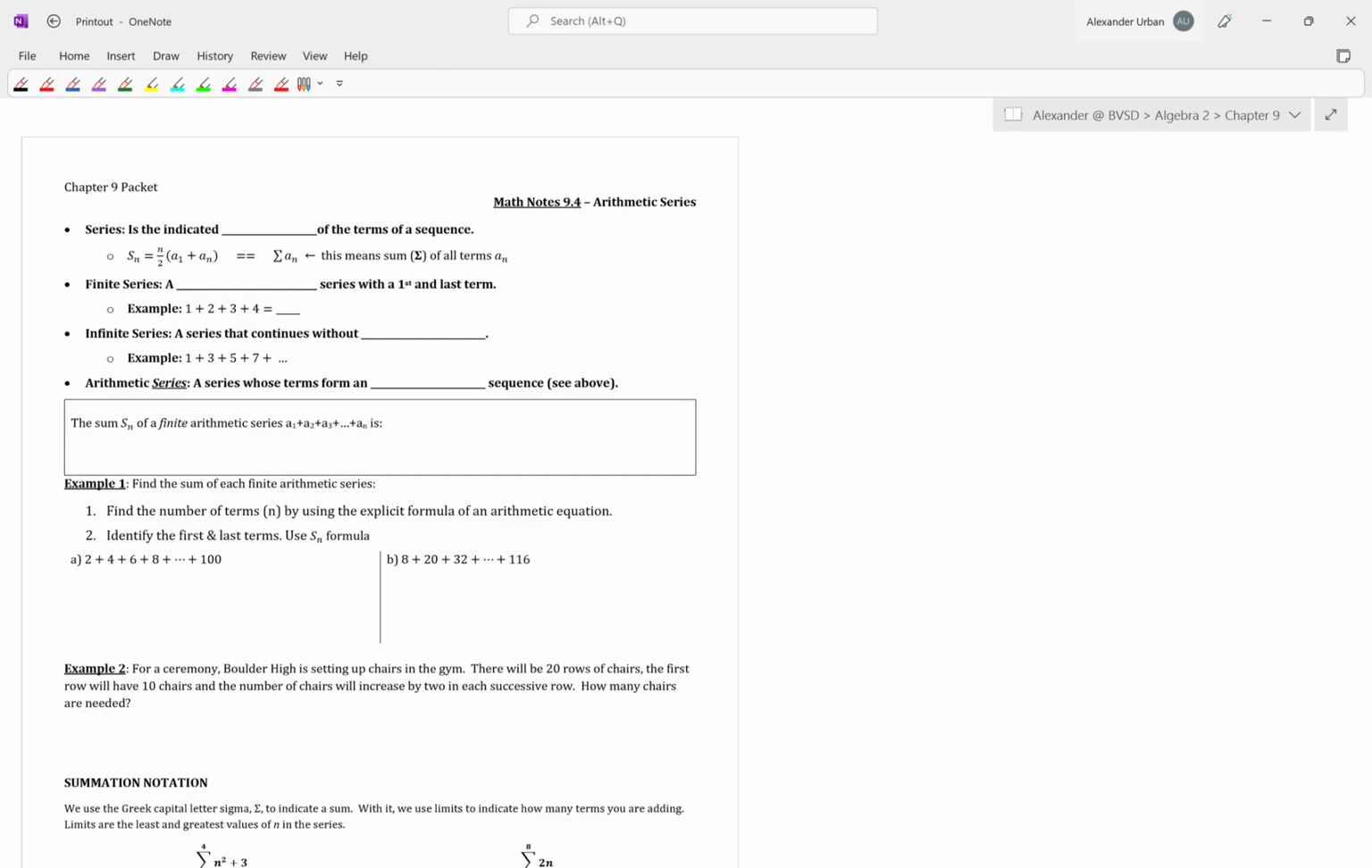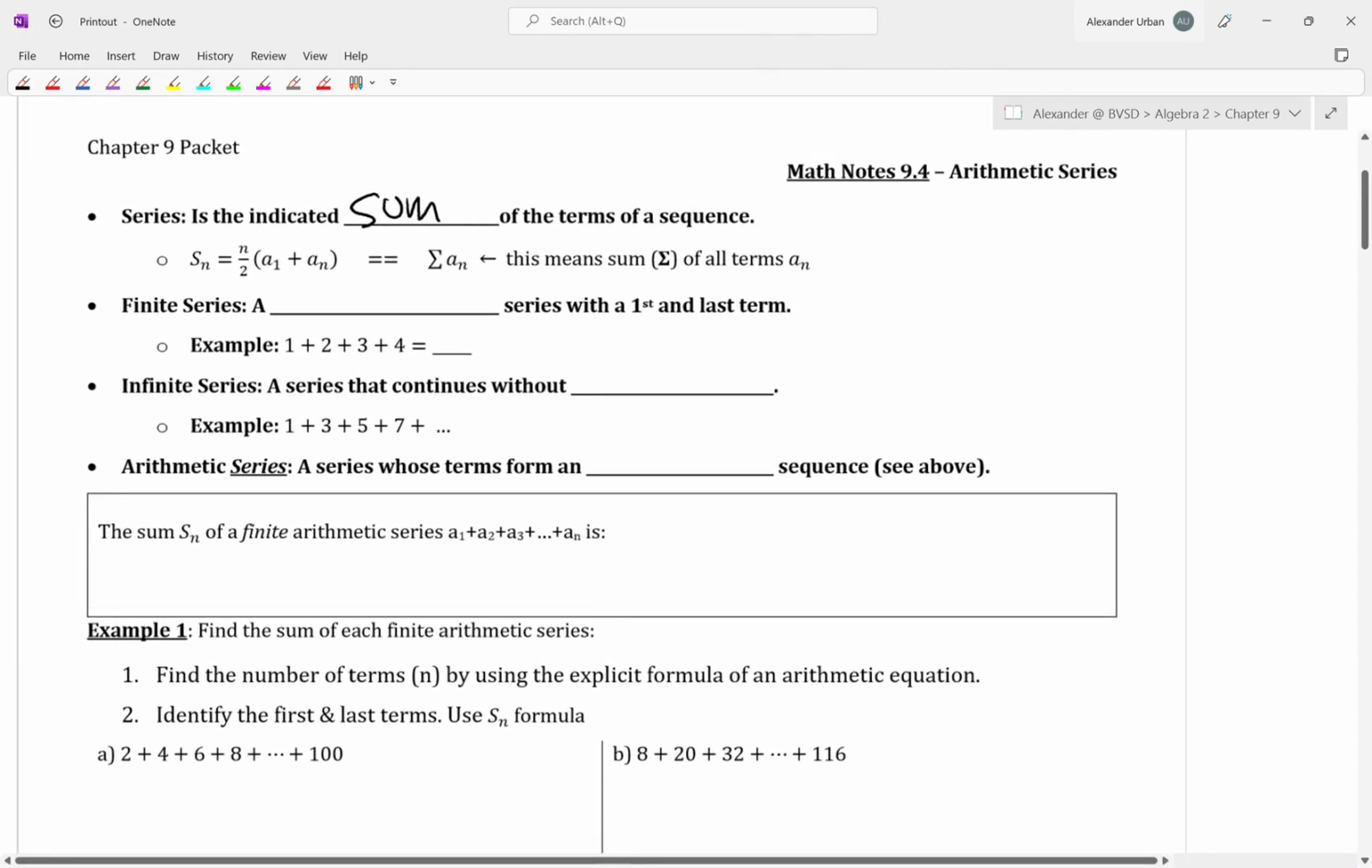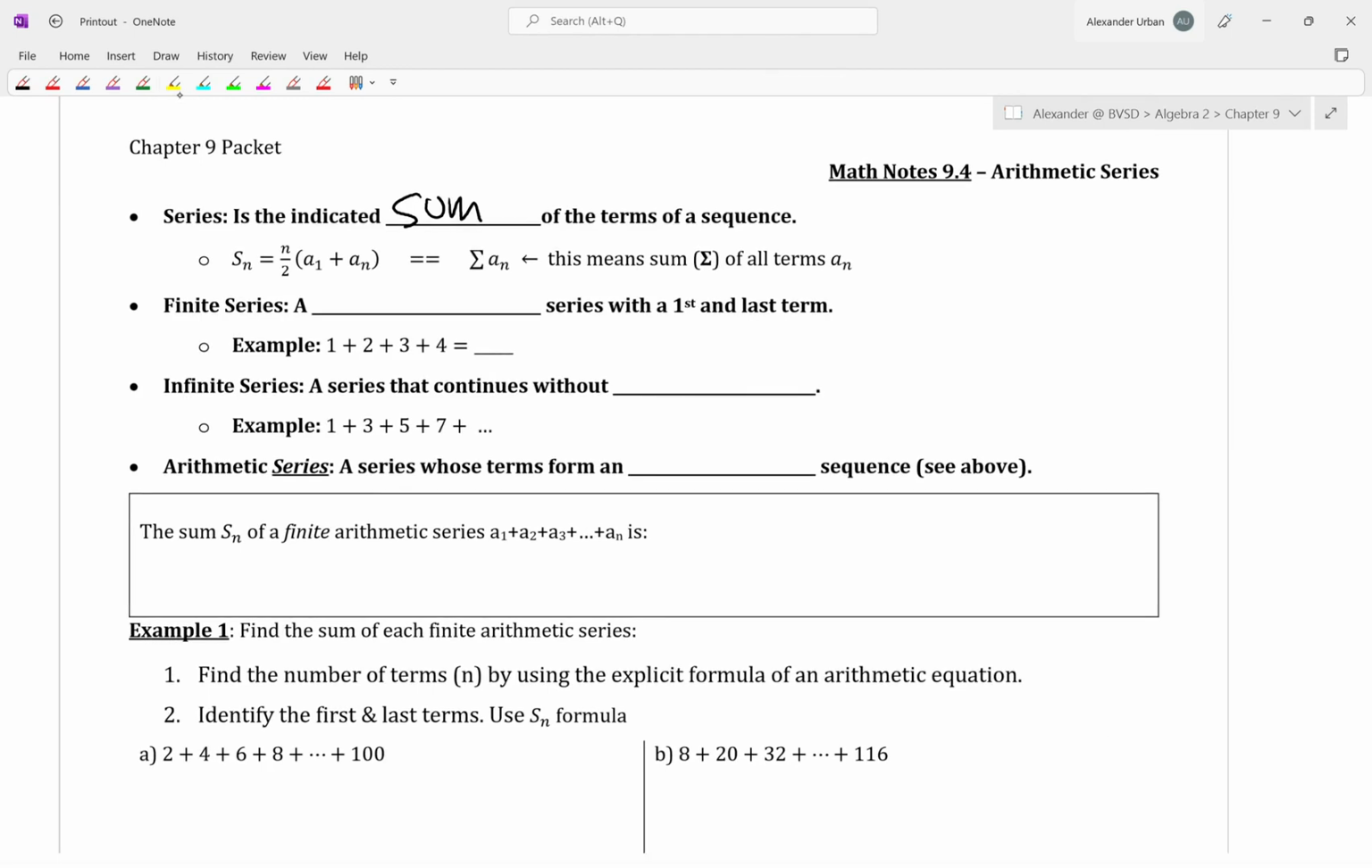For today's lesson, we're going to be talking about 9.4, which is arithmetic series. This goes off of our previous arithmetic sequences, and a series is really just going to be a summation, or the adding of all components of the sequence. So a series is the sum of the terms of a sequence. And we have two ways of writing this.